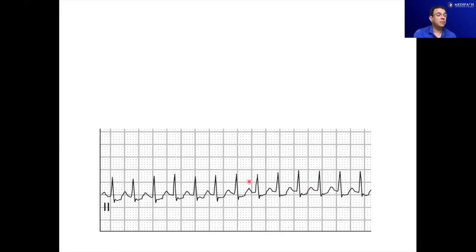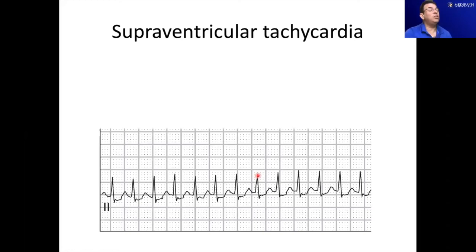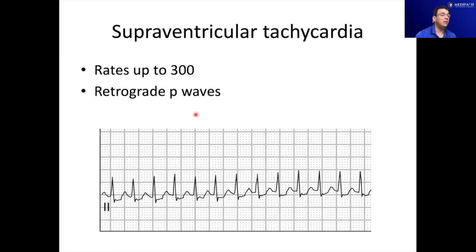Okay. So what's this? Remember that 1 box is 300, 2 boxes 150. So this is much faster than 150, closer to the 300. It's probably in the 180 to 200 range. So this is a supraventricular tachycardia. Rates can be up to 300. Kids tend to have higher rates than adults. In adults you'll usually see it anywhere from 170, 180 to 210.